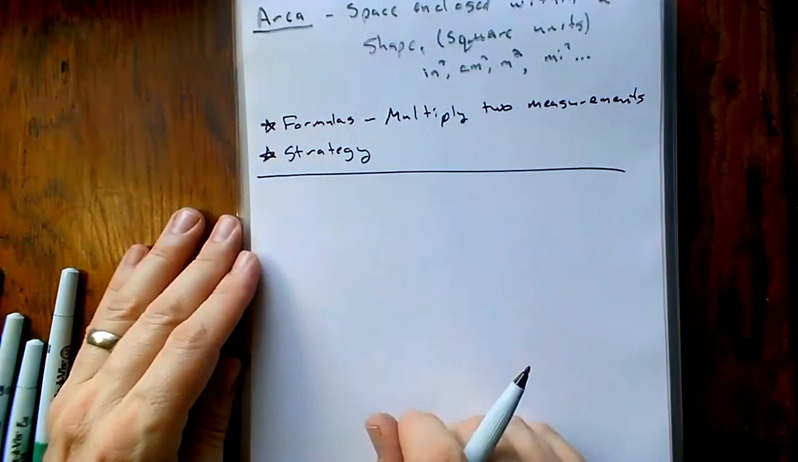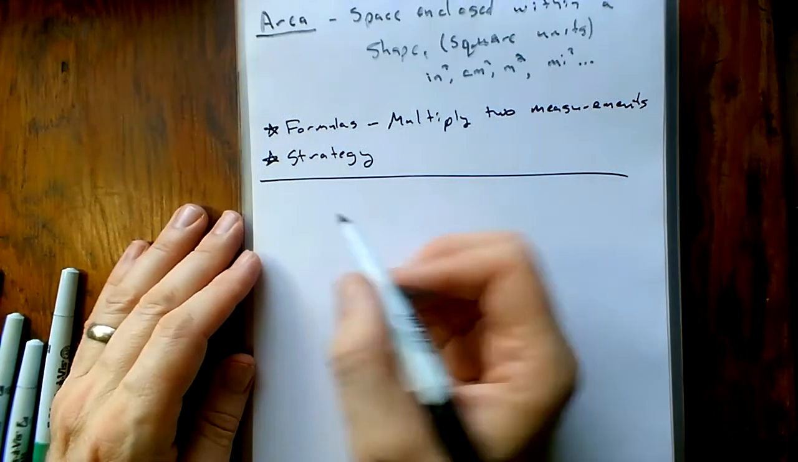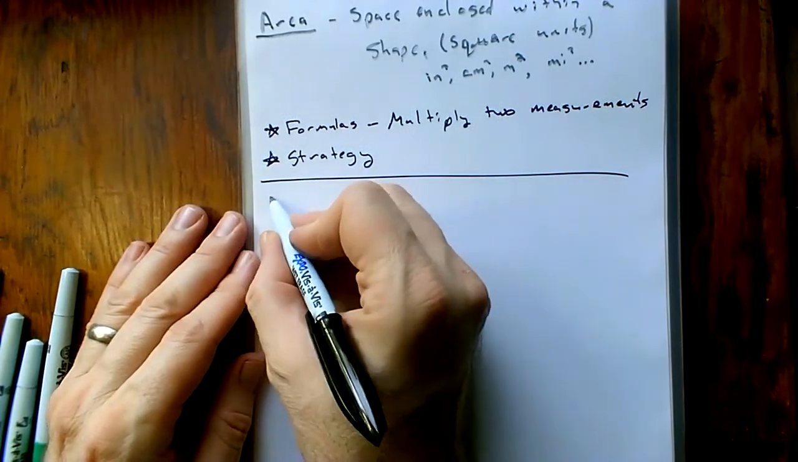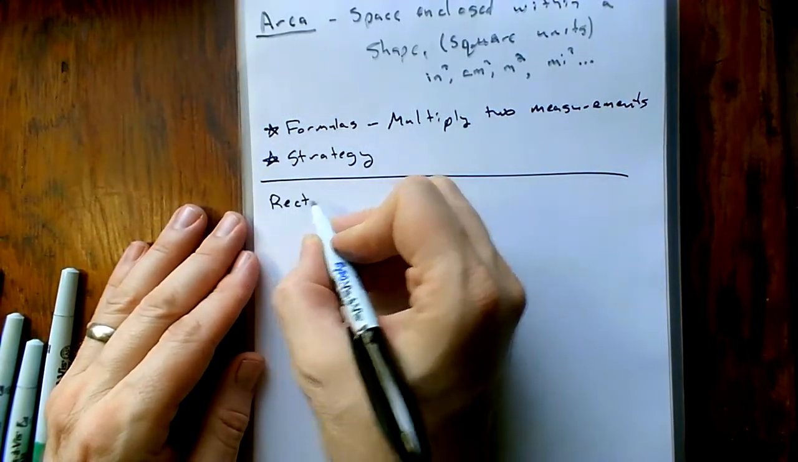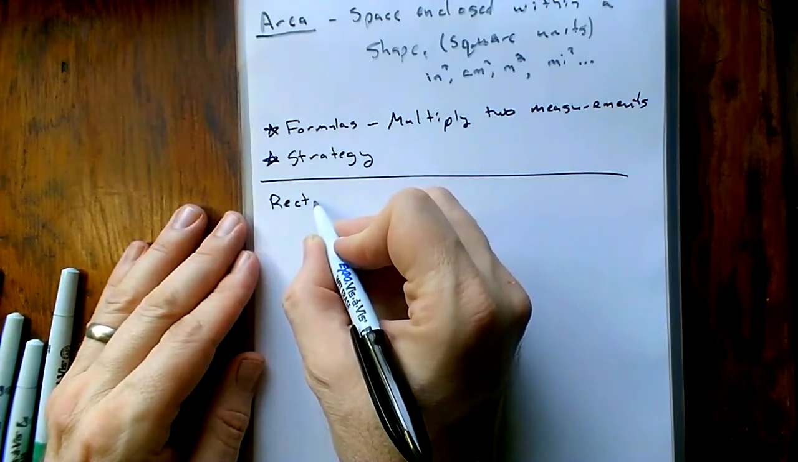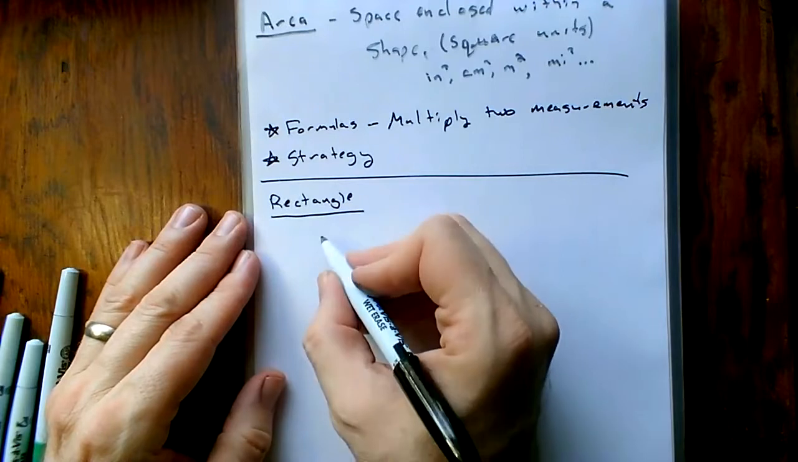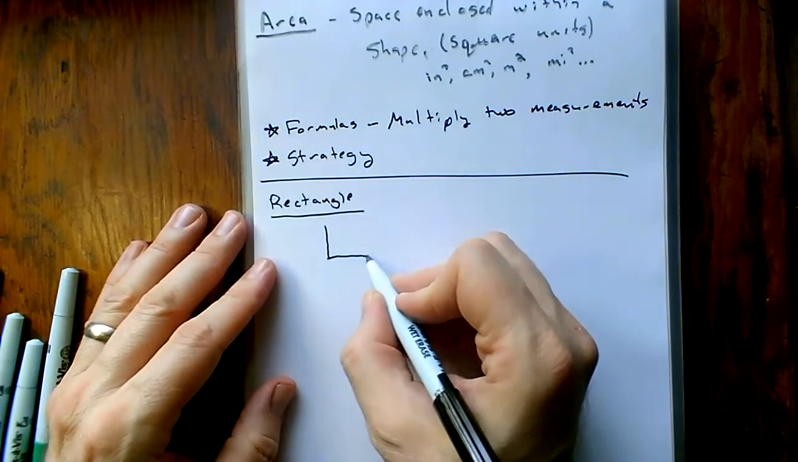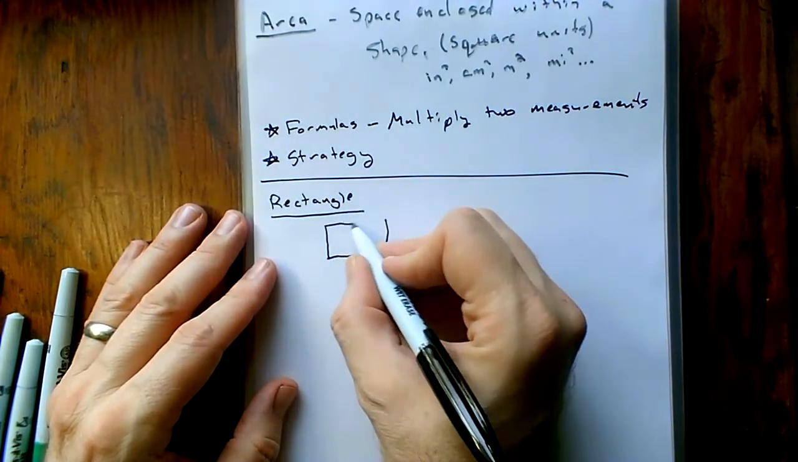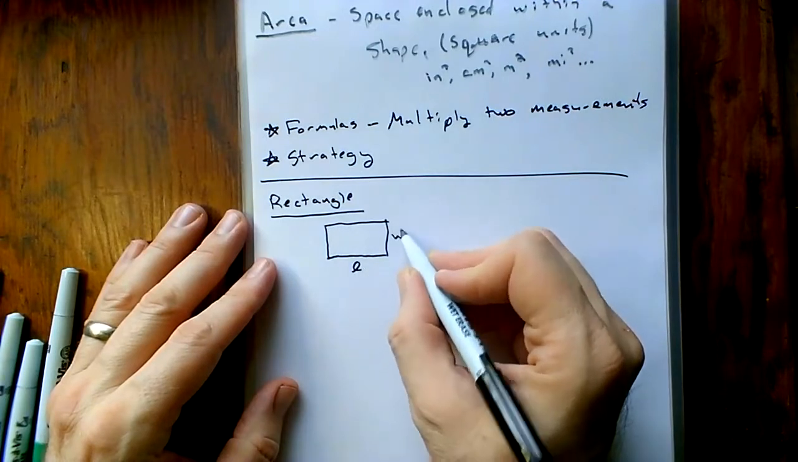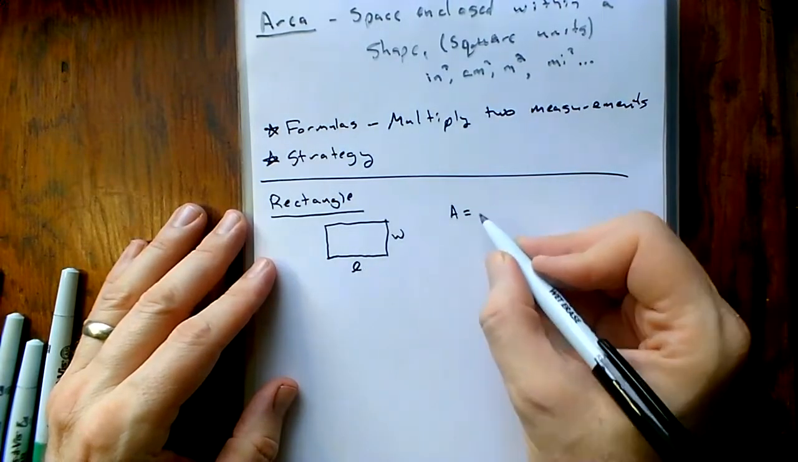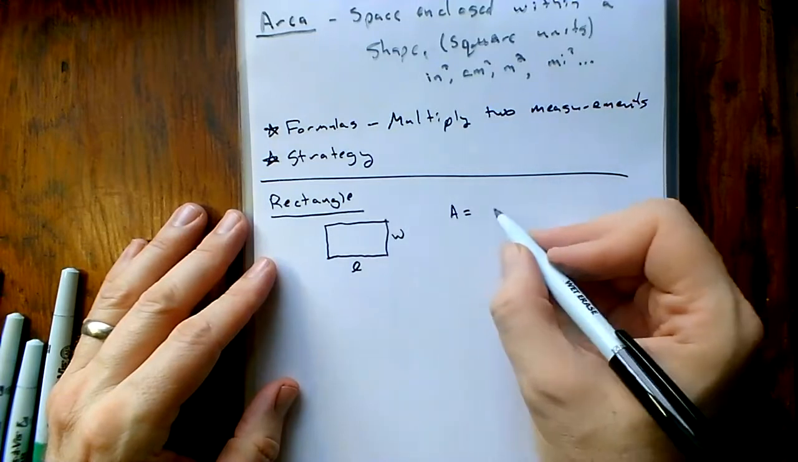Let's go over some of our different shapes. And as always, it's a good idea to start with one of our most basic shapes, the rectangle. For a rectangle, once again, we've got length and width, and your area is just going to be literally the length times the width.